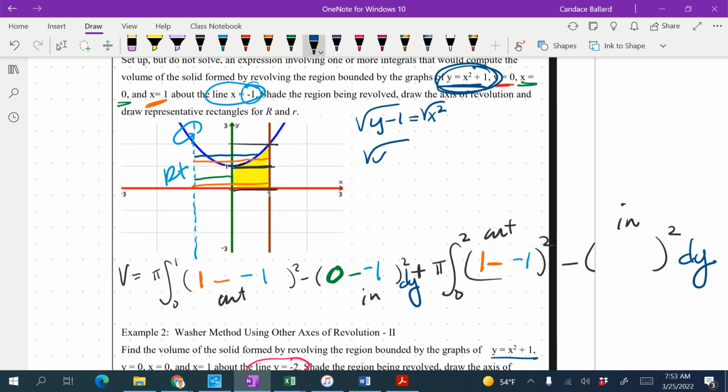So we've got the square root of y minus 1 equals x. So that is going to be my right function. And then I'm going to subtract my axis of rotation, which is the left, and that's going to be -1. You can totally leave it like that if you really must, and you want to put plus signs everywhere. There should be plus signs. You can do that. But again, it said set up, but do not integrate. So we're going to stop there.